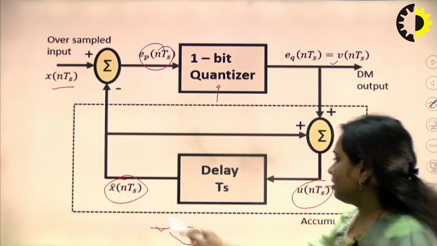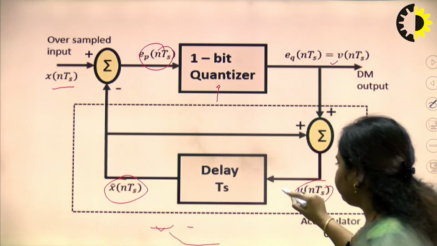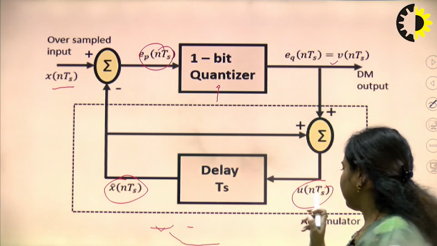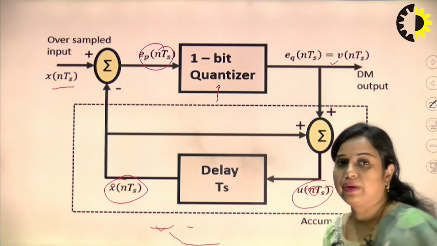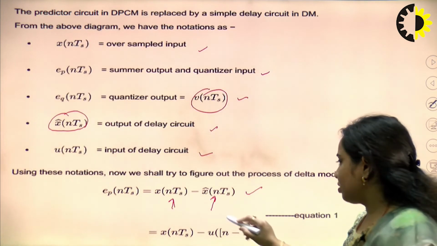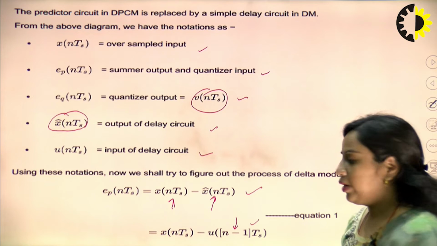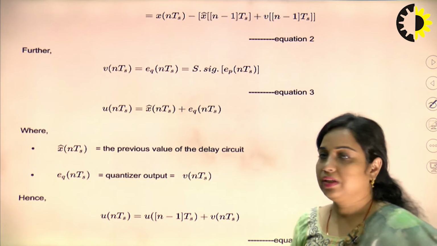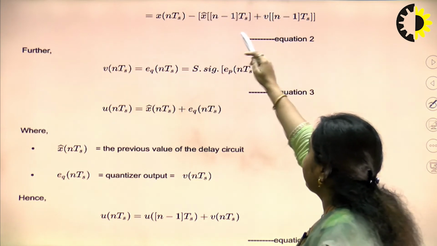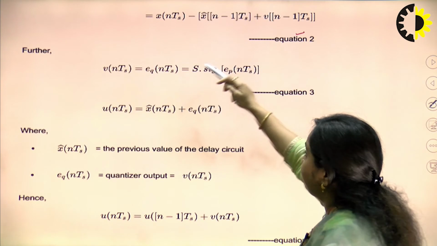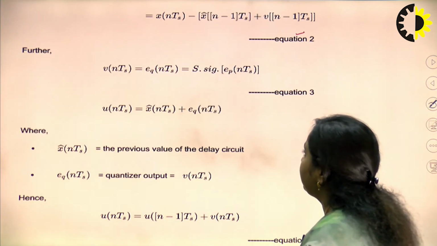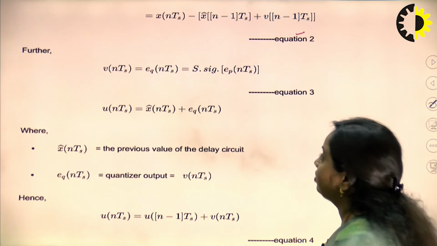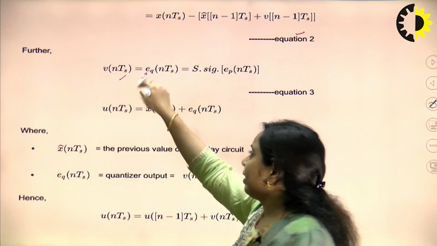The second one is x(nTs) minus U((n-1)Ts). You can see that X cap(nTs) is related to U(nTs), because when U(nTs) is applied to a delay circuit, there is a delay of one element, so that will be U((n-1)Ts). That is how X cap(nTs) can be replaced by U((n-1)Ts). Again, U((n-1)Ts) can be replaced by X cap((n-1)Ts) plus this one. Further, this will be equivalent to e_q(nTs), since it is passed through a 1 bit quantizer, and the output bit V(nTs) is equivalent to the error signal.